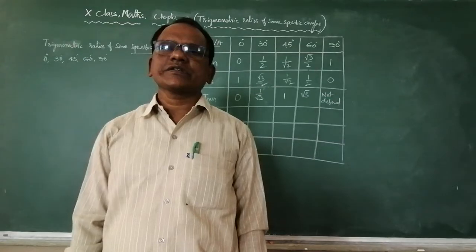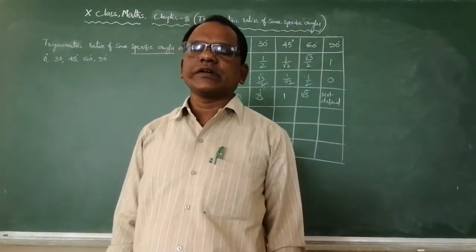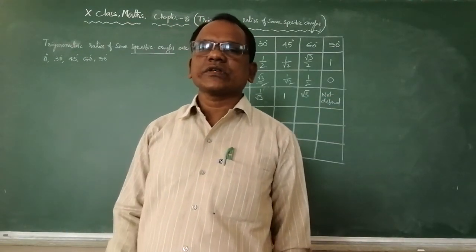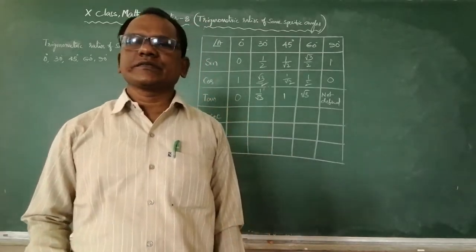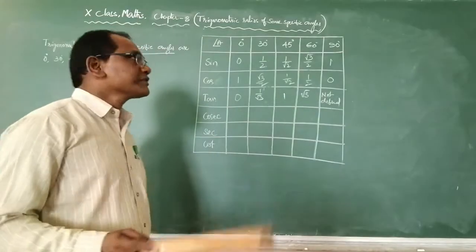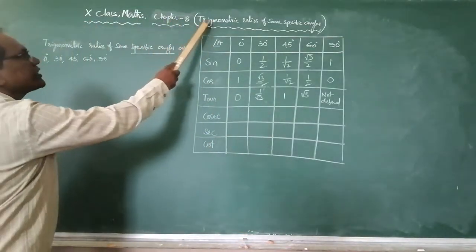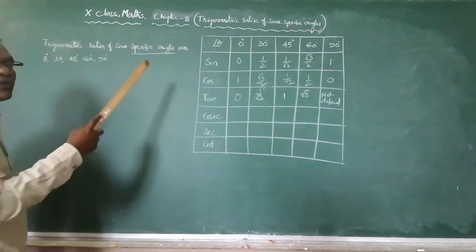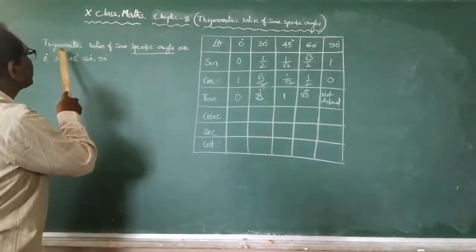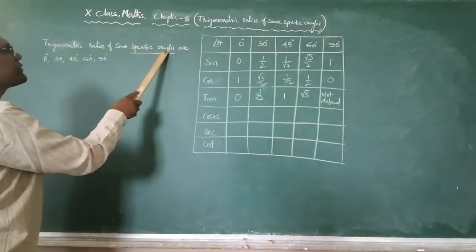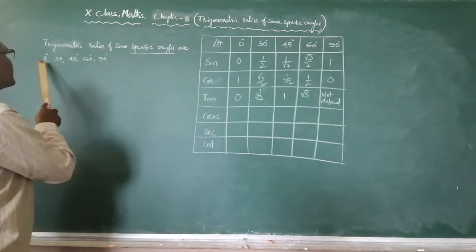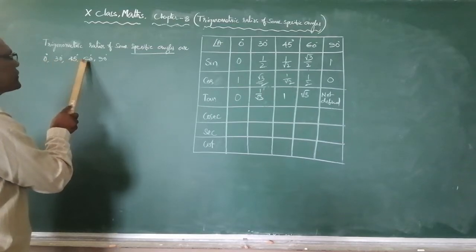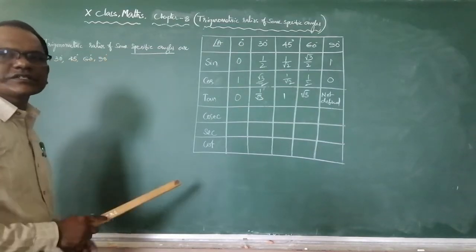Today we are going to discuss a new topic, that is trigonometric ratios of some specific angles. Here we have chapter 8, trigonometric ratios of some specific angles. Sir, what are the specific angles now? The specific angles of trigonometric ratios are 0 degrees, 30, 45, 60 and 90 degrees.